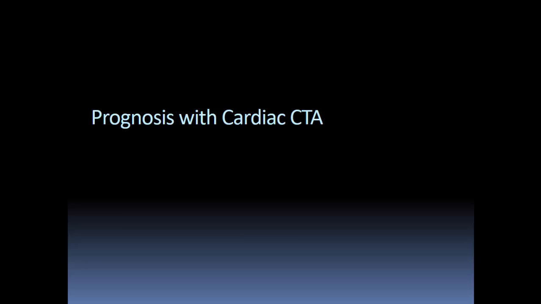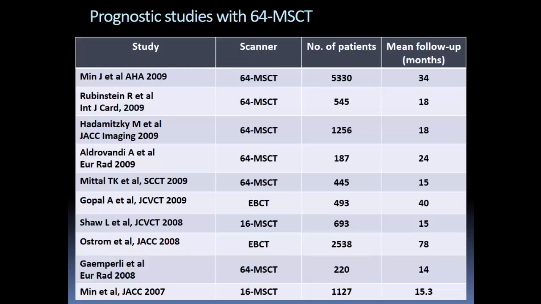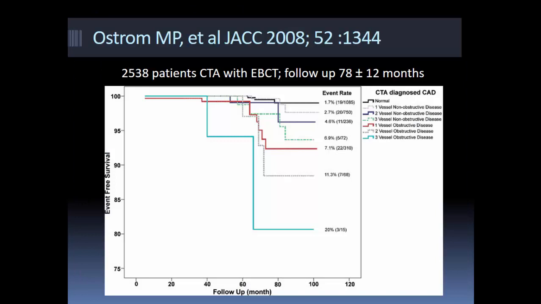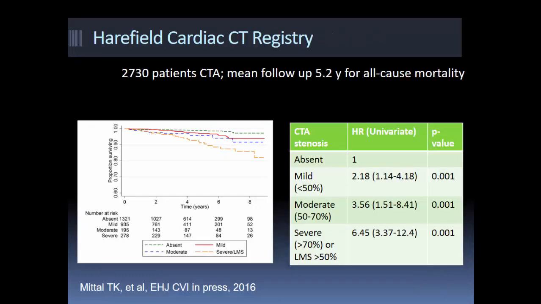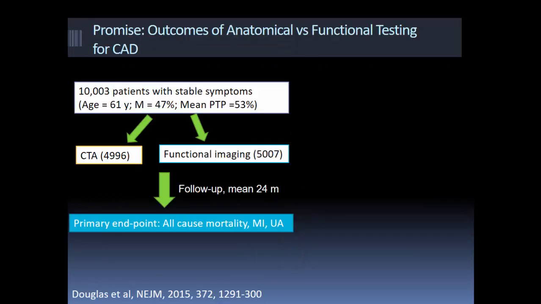So, prognostic data with cardiac CTA. Again, there are a number of studies, some of which Andrew has shown you already. The greater the degree of stenosis, the more the number of vessels involved, the worse the prognosis. This is the data from the Harefield registry, again showing the same information.